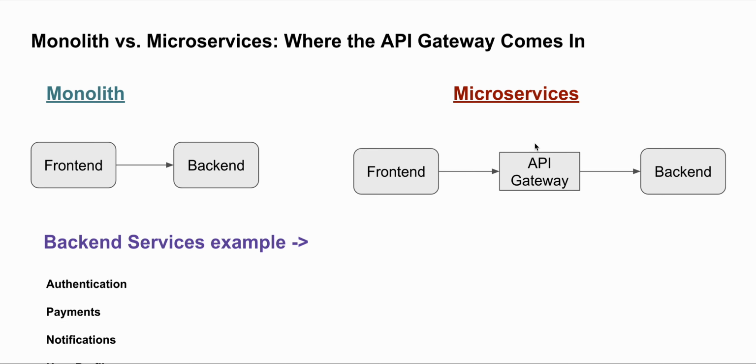But in microservices, your application is broken into 5, 10, or even 50 plus services. Examples of backend services are authentication service, payment service, notification service, user profile service, and order service. So the API gateway becomes the central traffic controller. It simplifies the client's job, and it also handles critical features like authentication, rate limiting, and logging.